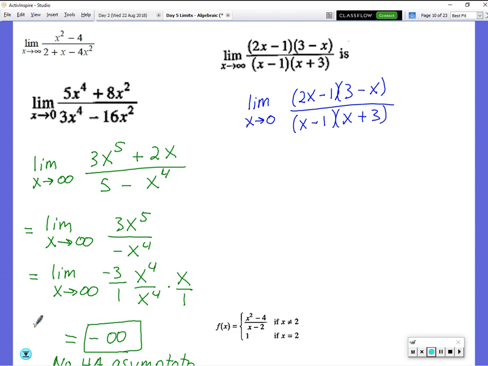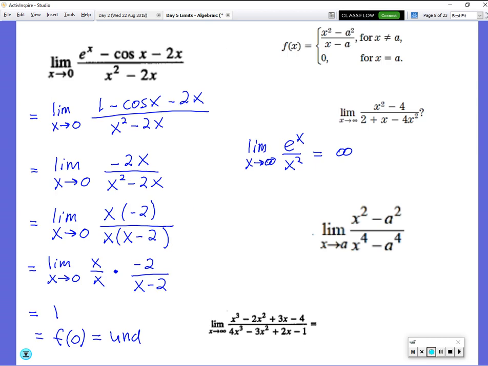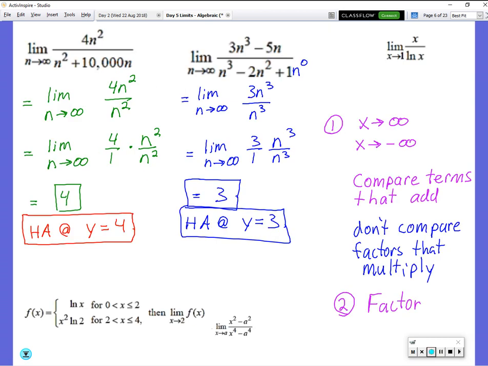So exact same problem, but x is approaching 0 now instead. Get that written down. Okay, if x is approaching 0, go back to my little list of how I think about these problems. My first thought is x is not approaching infinity, so I'm not going to do a comparison. I'm going to look to factor. However, in this problem, it's already factored.